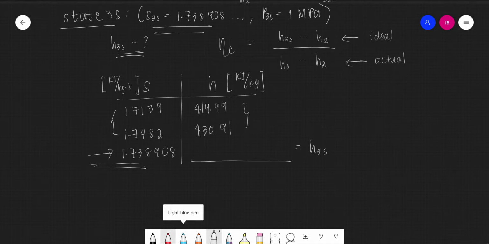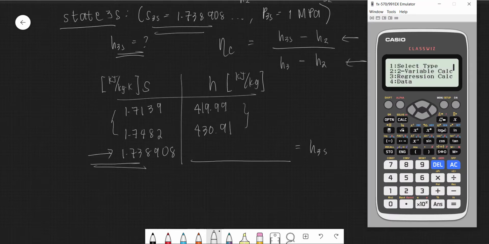So let's just use our calculator to solve this one. I'll just type everything in the data table, then press AC. The data will be stored. Don't worry. Type in the entropy at state 3s, and then press Option, go down, go to Regression, and then select Y hat. Again, this means that we are getting the y-coordinate corresponding to the x-coordinate, given that the x-coordinates are the entropies and the y-coordinates are the enthalpies. So we have 427.9517.